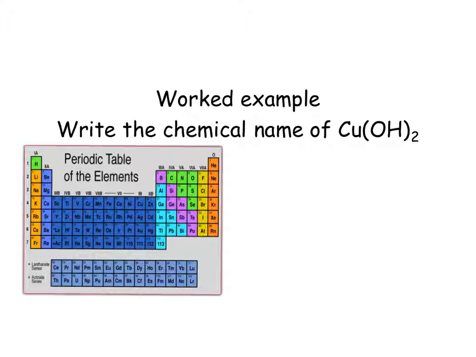So we're able to write a formula from a name. Now we need to go the other way and get a name out of that formula. Well, Cu we know is copper, so that's not difficult. And the OH in brackets is this, it's a polyatomic because there's at least 2 atoms.